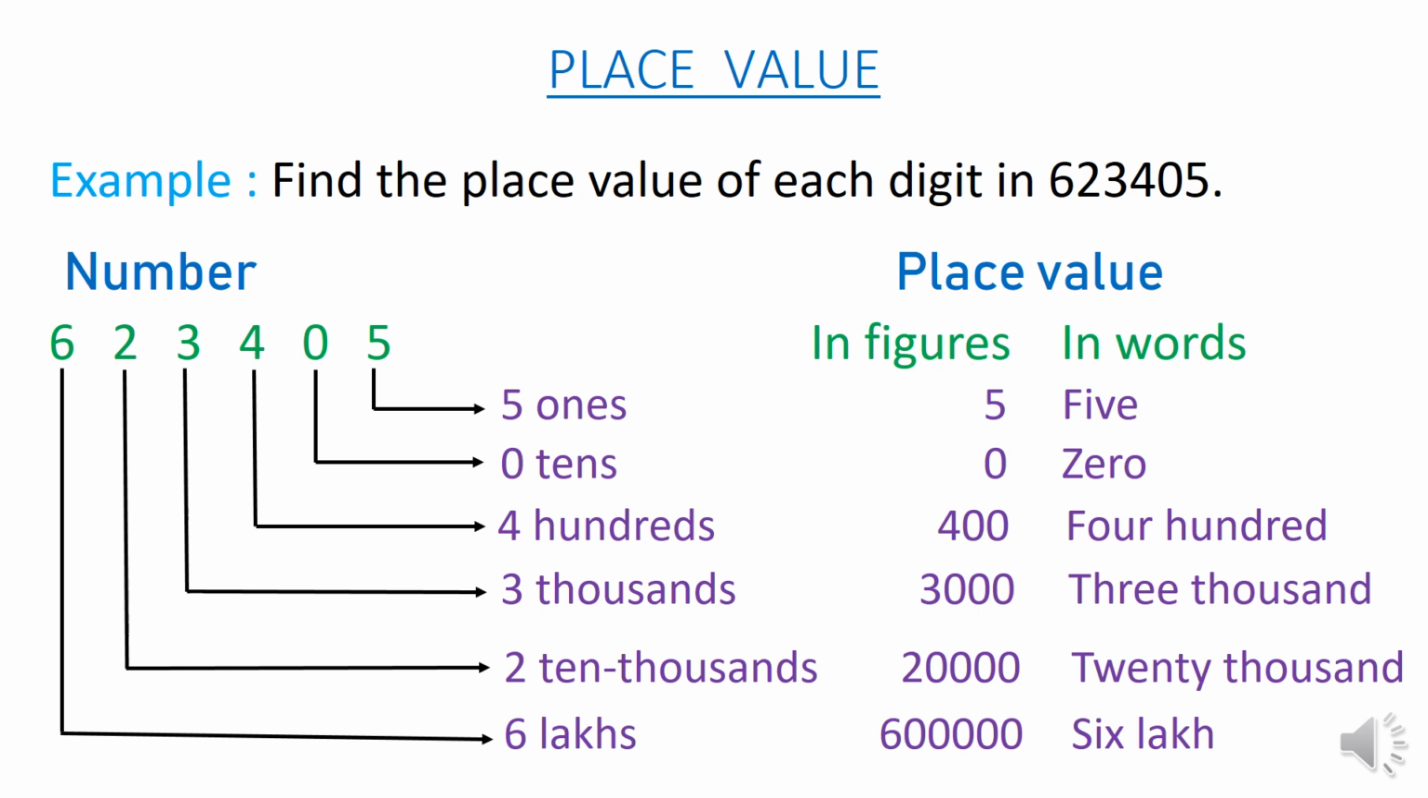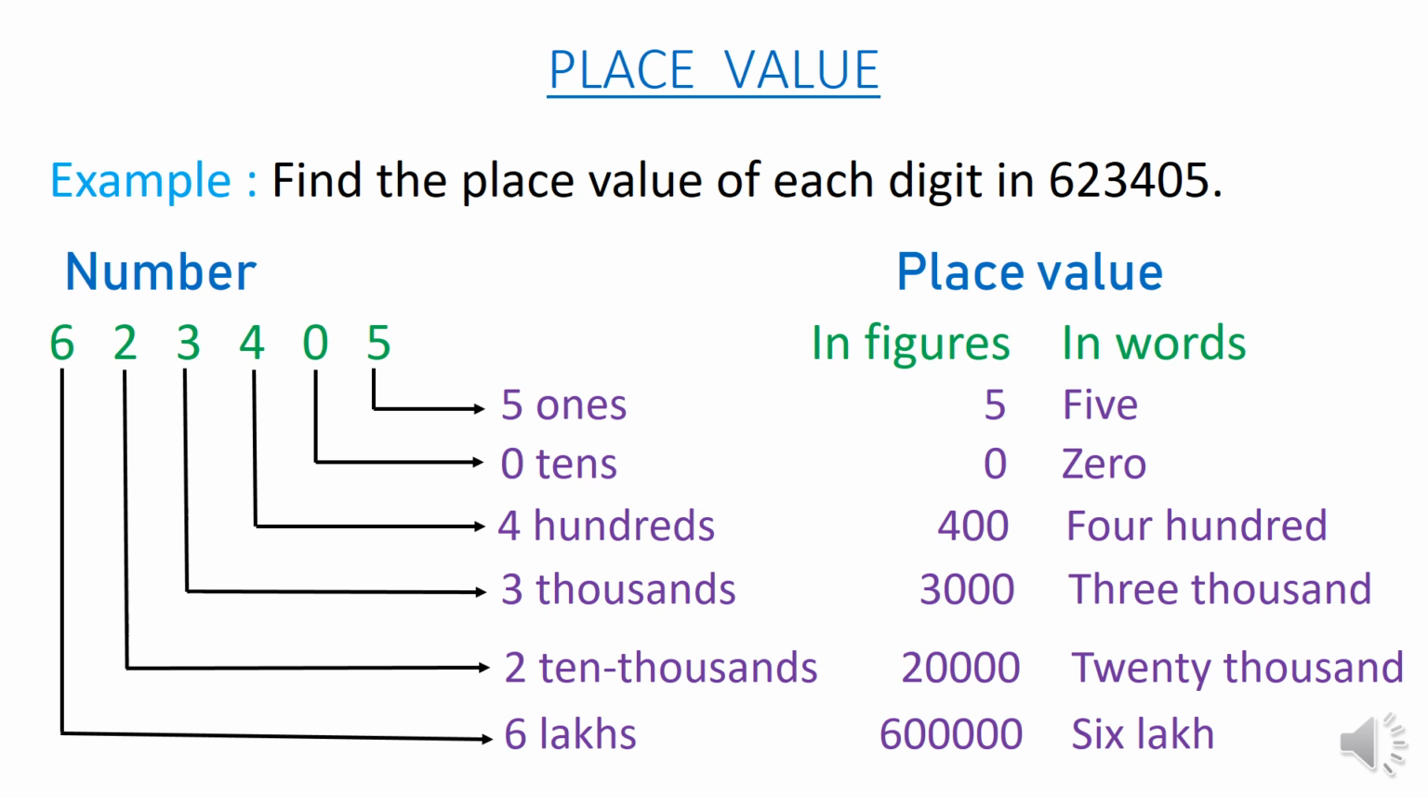I will give you an example. The question is, find the place value of each digit in 6,23,405. The number is 6,23,405. This number has 5 ones, 0 tens, 4 hundreds, 3 thousands, 2 10,000s and 6 lakhs.